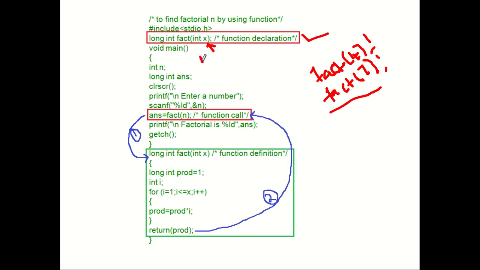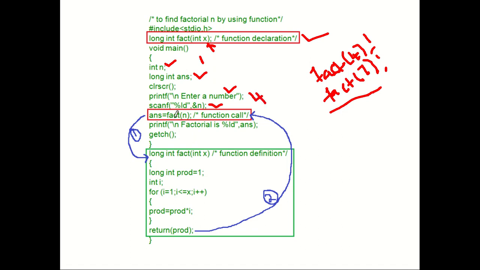So in the main program, we are taking a variable n to hold the number for which you want to find a factorial, and ANS will be holding the result of the factorial. First we will ask the user to enter the number. The user will enter the number, say for example 4. The 4 will be stored in n.